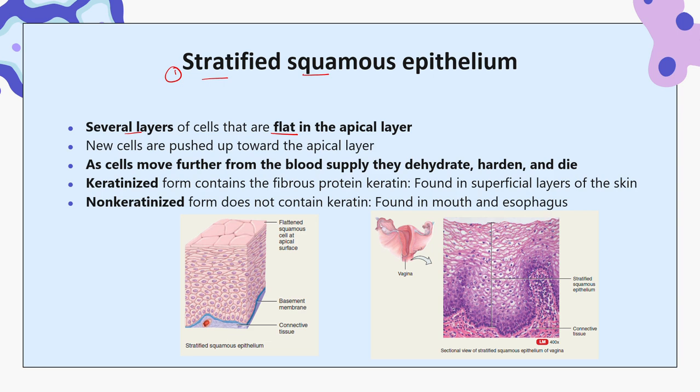Now these stratified squamous epithelial tissues are again classified into keratinized and non-keratinized tissue. Keratinized tissue contains keratin. Keratin is a fibrous protein. So if the cells contain the protein keratin, then they are called keratinized, and they are present in the superficial layer of cells. The epidermal region of the skin is made up of this keratinized tissue. Next is the non-keratinized. That means if the protein keratin is not present in the cells, then they are called non-keratinized, and examples are the mouth and esophagus.